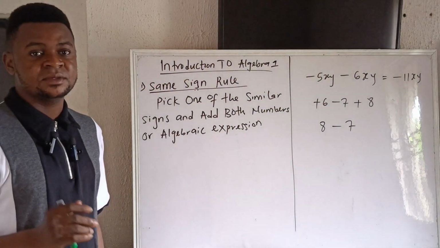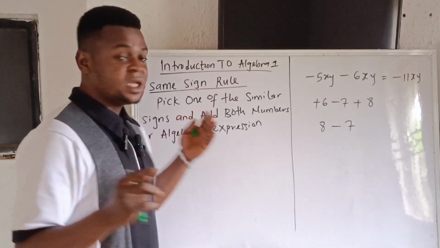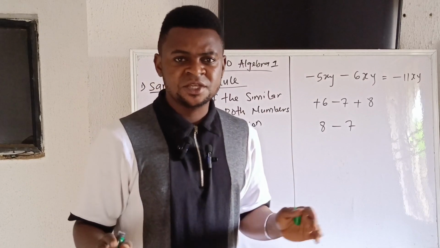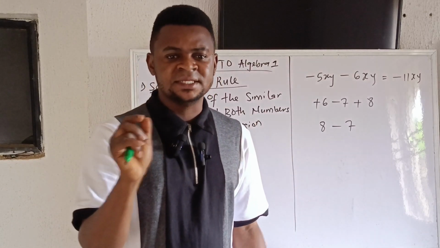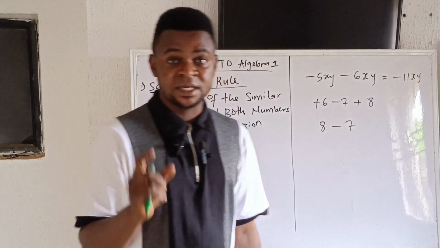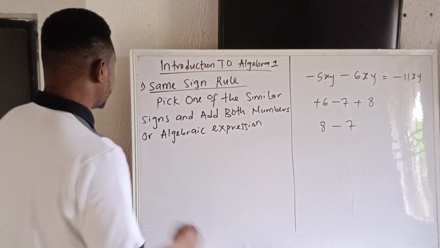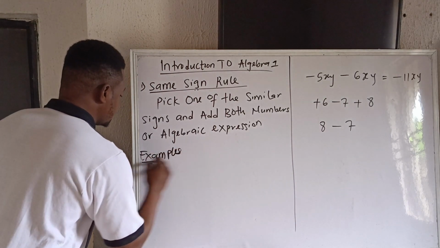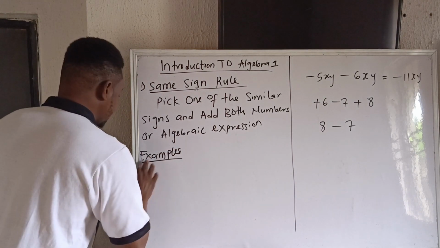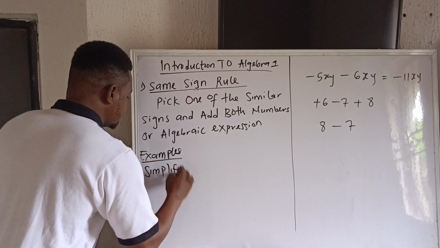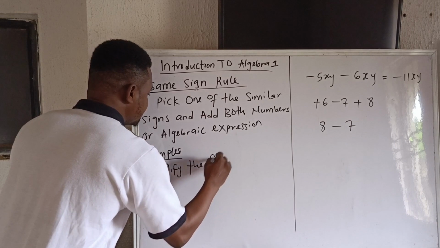What does the same sign rule talk about? The same sign rule says that if you have any algebraic expressions and they have the same sign, you just pick one of the similar signs and add both algebraic expressions or numbers together. So that means if I have some examples, for instance, if we're given a question, let's say simplify the following.